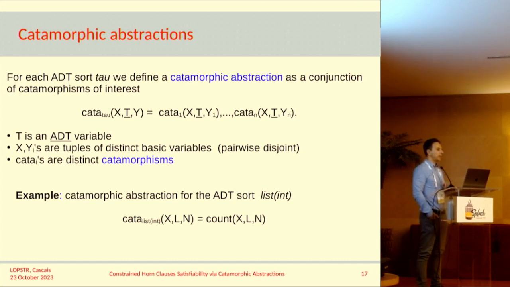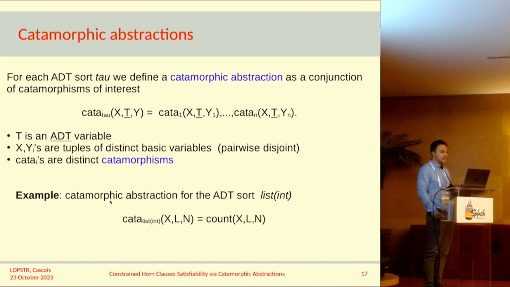How do we proceed now? For every ADT sort tau, we define a catamorphic abstraction that is a conjunction of catamorphisms that we are interested in. So if tau is an ADT sort, we introduce a conjunction of katas, like you see here, where T is an ADT variable, and X and Y are tuples of distinct basic variables, not ADTs, just basic variables. By basic variable, we mean integers, booleans, and so on. And that are pairwise disjoint. And these katas are distinct catamorphisms.